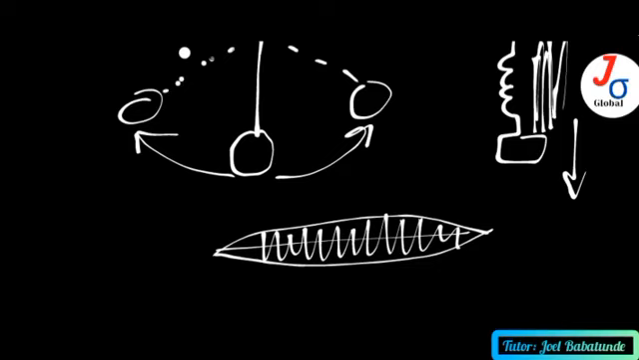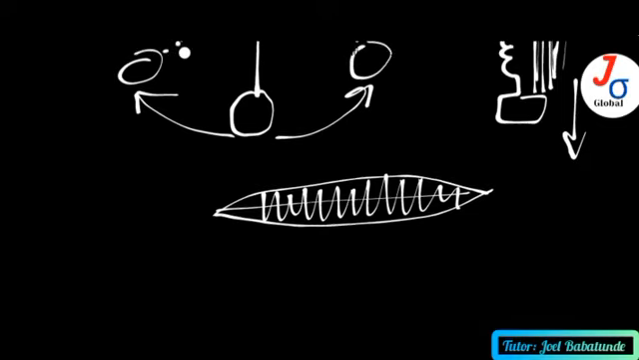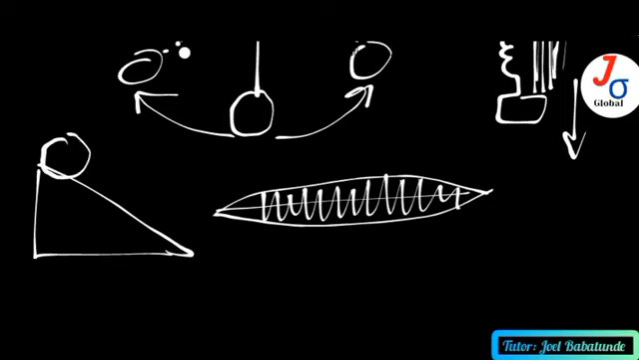And sometimes you have a combination of these types of motion. For example, if you are sliding a spherical ball on an inclined plane, the ball is going to be exhibiting rotational motion as it comes down. At the same time, it's going to be exhibiting translational motion.